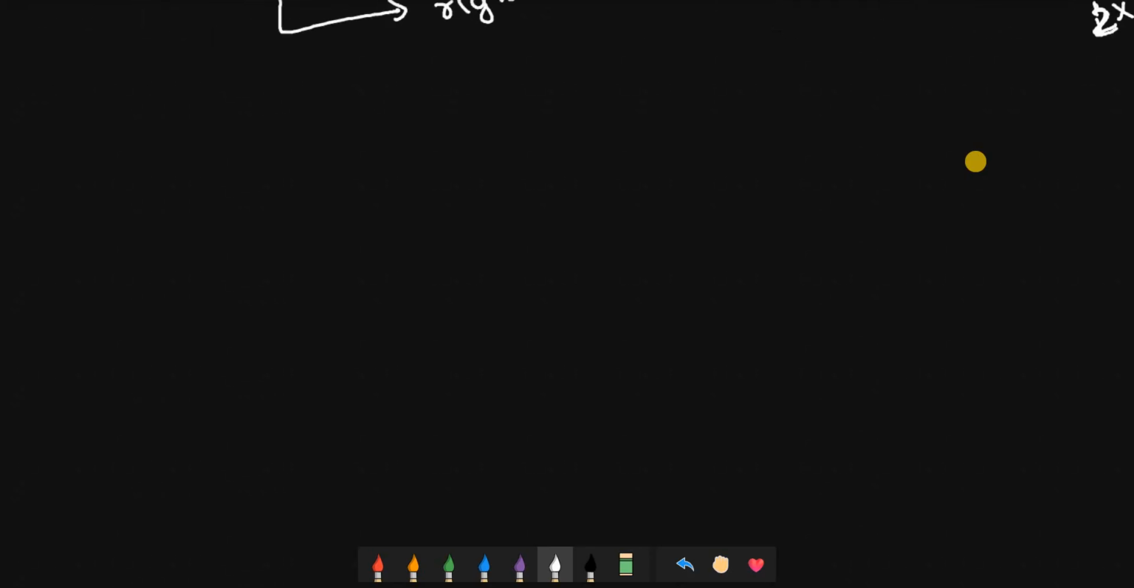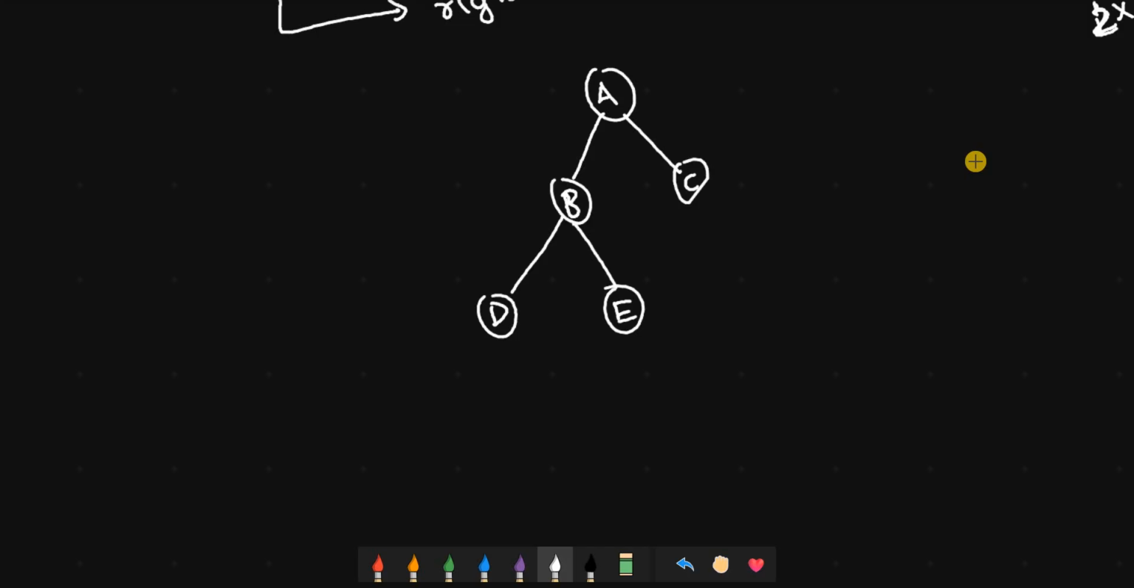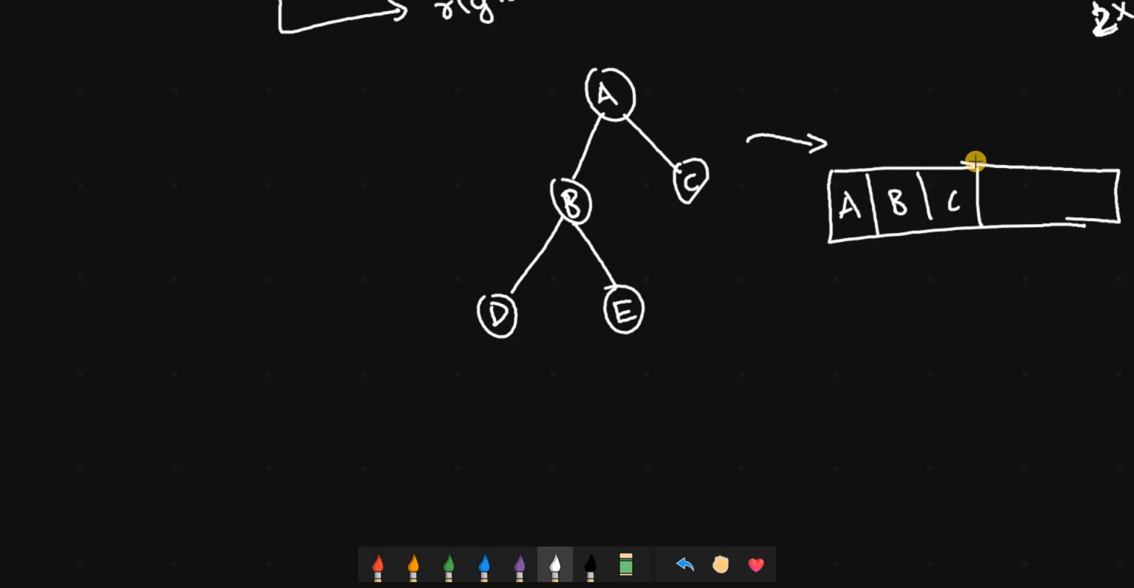Let's take one more example, and then you can understand. I already told you this is a complete binary tree. Here I have taken one binary tree. This is a complete binary tree because all levels are filled. Representing this binary tree in an array is simple: just read the levels only. A is one level, B and C are one level, D and E are one level. This is the first index, second index, third index, fourth index, fifth index.